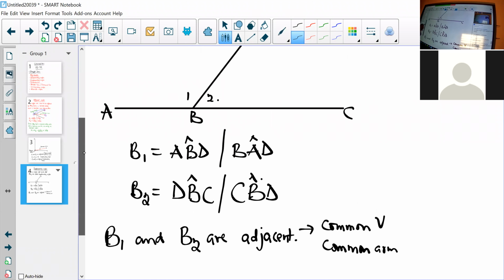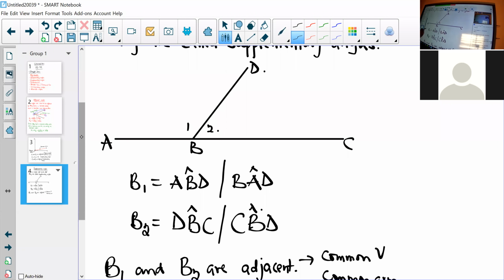There are two angles here. Okay, we said B1. Let's go through this together. ABD or BAD. That's B1, this angle. What about B2? DBC or CBD. Are we okay?